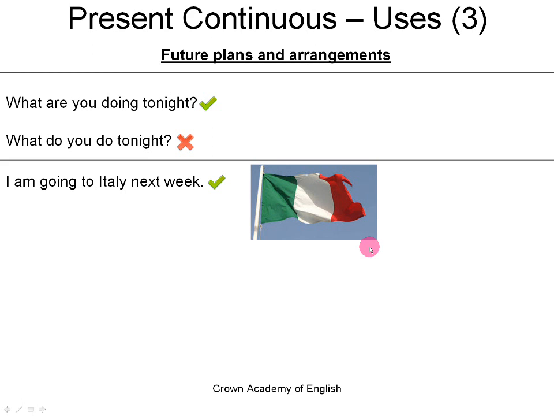I am going to Italy next week. Again, this is the present continuous, and we're talking about next week. And I go to Italy next week. That would be wrong. We do not use the present simple.